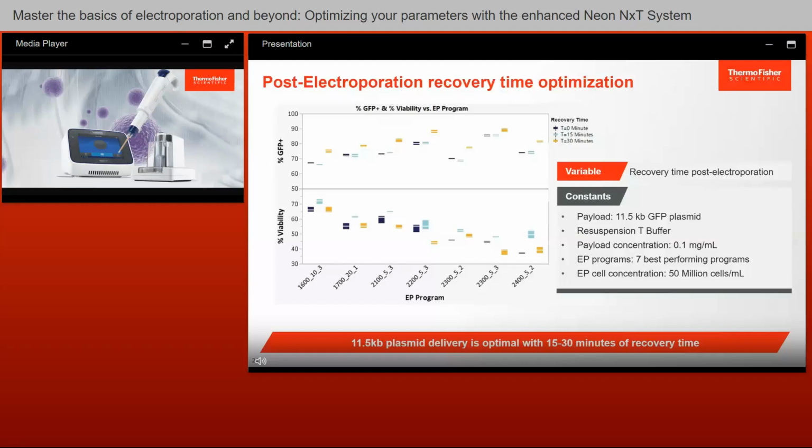For the recovery time of 30 minutes, the percentage of GFP positive cells was significantly higher compared to other recovery times, while cell viability was poorer. While the difference in transfection efficiency between no recovery time and 15-minute recovery time was minimal, the 15-minute recovery time exhibited higher viability compared to no recovery time. Based on these findings, we have identified that a 15-minute recovery time improved electroporation performance for larger plasmid transfection.